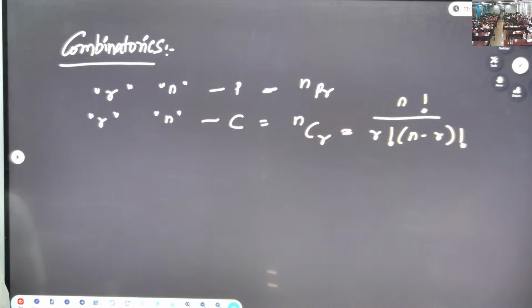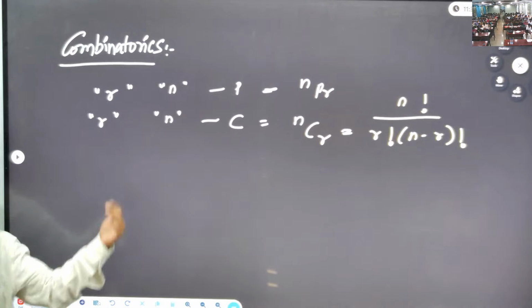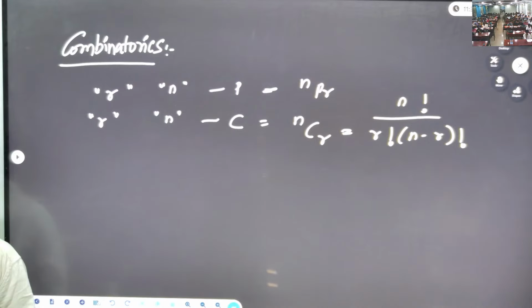Based on this formula we will be doing some problems. After that we will see the n plus r minus 1 C r minus 1 formula. When they are going to be used, we will come to know after more practice with problems, when we have to use nCr and when we have to use the n plus r minus 1 C r minus 1 formula.